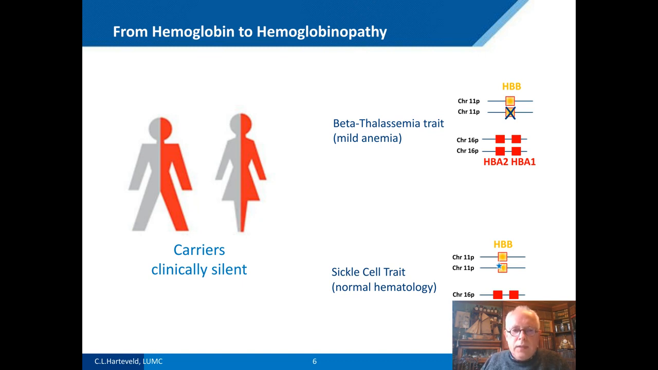The sickle cell trait, it is even less. You have a completely normal hematology, and you have to do either HPLC or capillary electrophoresis to identify a carrier of a hemoglobin S, for instance.